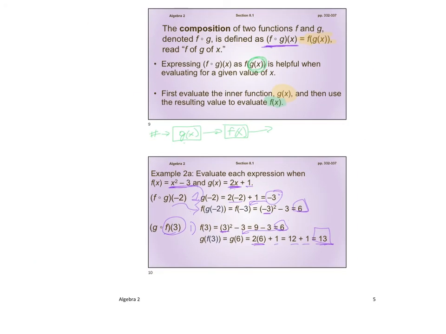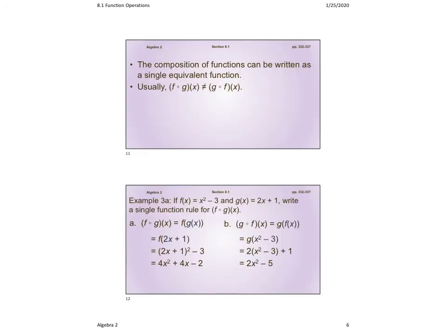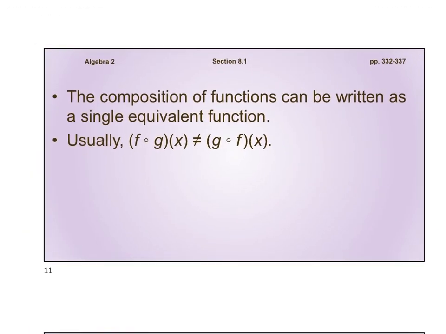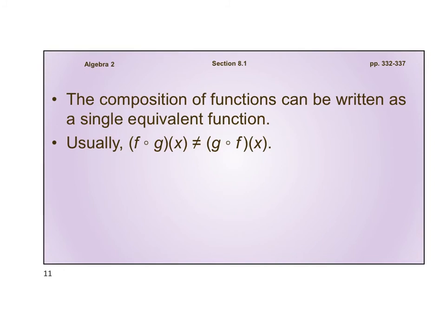All right, next slide. Okay, the composition of functions can be written as a single equivalent function. Usually, f of g of x does not equal g of f of x. So this is not commutative. You can't just flip them around however you want to. You have to do them in order.